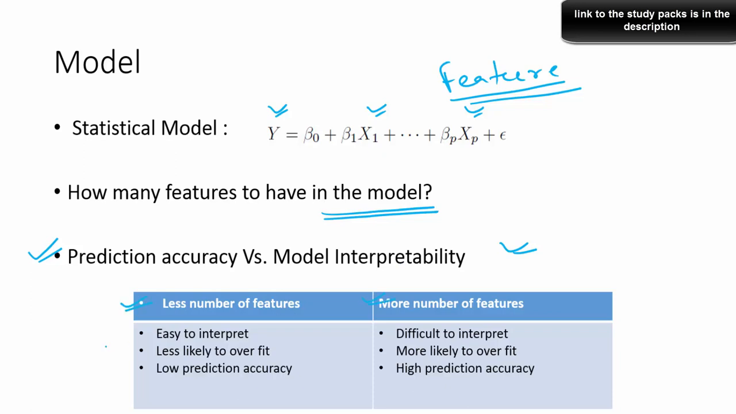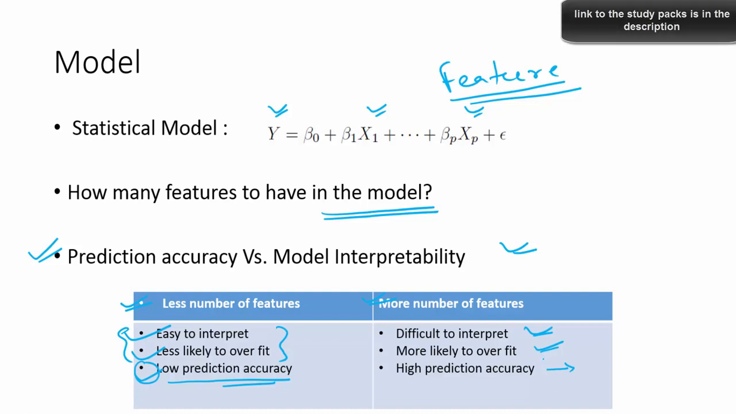If you have fewer features, it's easy to interpret and less likely to overfit, but prediction accuracy is low. So these are two good points, but the third one is the bad point. If you have more features, you will have difficulty in interpreting, so that's a con, a demerit. Then it's more likely to overfit, that's again a bad thing, but we are likely to have high prediction accuracy. So that's a good thing. So how do you know the best set of features which does justice to both prediction accuracy as well as model interpretability? That's the idea behind this session.